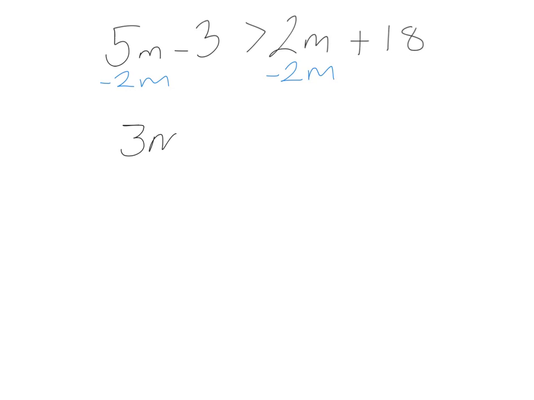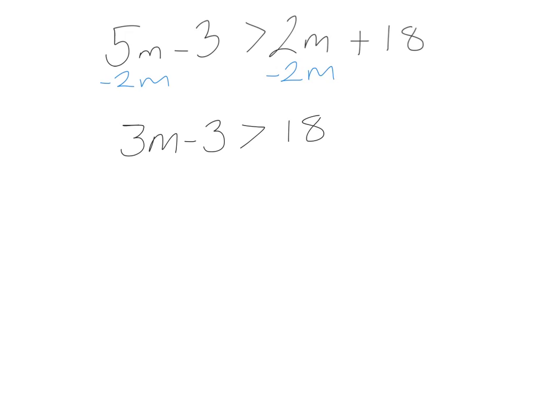Let's go: 5m take away 3 is greater than 2m plus 18. Okay, so my strategy is I want to have all my letters on the left, all my numbers on the right. So first thing to spot is I've got 2m on the right hand side. I don't want it on the right hand side, I want it on the left hand side. So I want to get rid of it from the right hand side. This is a positive 2m, so to get rid of a plus 2m I'm going to take it away. But because of balance I need to do it to both sides. I'm going to have 3m take away 3 is greater than 18.